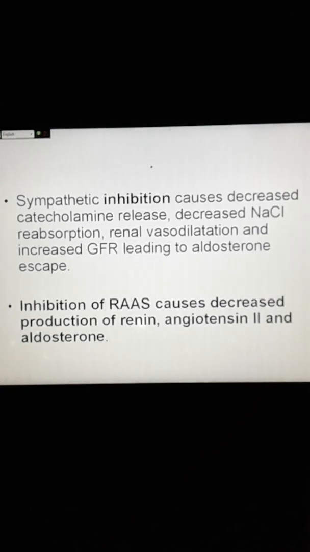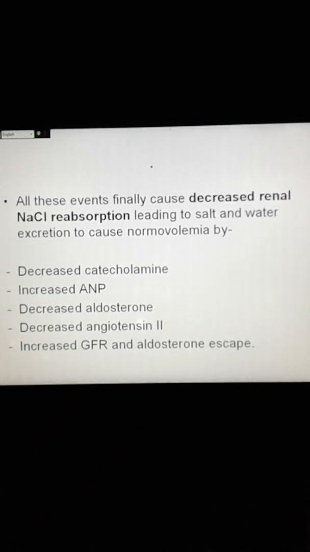Inhibition of the renin-angiotensin-aldosterone system causes decreased production of renin, angiotensin II, and aldosterone. All these events finally cause decreased renal sodium chloride reabsorption that leads to salt and water excretion to cause normovolemia by number 1, decreased catecholamine secretion, increased atrial natriuretic peptide secretion, decreased aldosterone production, decreased angiotensin II production, increased glomerular filtration rate, and aldosterone escape.